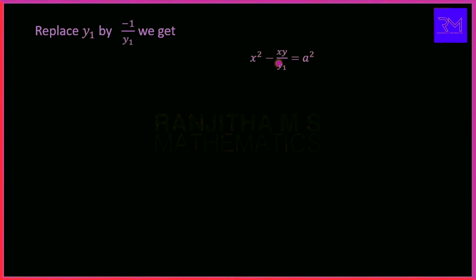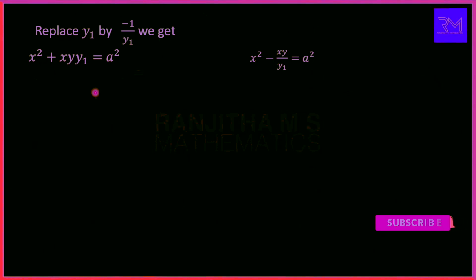So we have x square minus xy by y1, which is equal to a square. Here we have y1, so replacing y1 by minus 1 by y1, y1 goes to the numerator, and minus into minus becomes plus. Hence we get x square plus xy y1, which is equal to a square. This is because in the place of y1 we substitute minus 1 by y1. Hence y1 goes to the numerator and minus to minus becomes a positive sign. Hence we get x square plus x into y1 which is equal to a square.